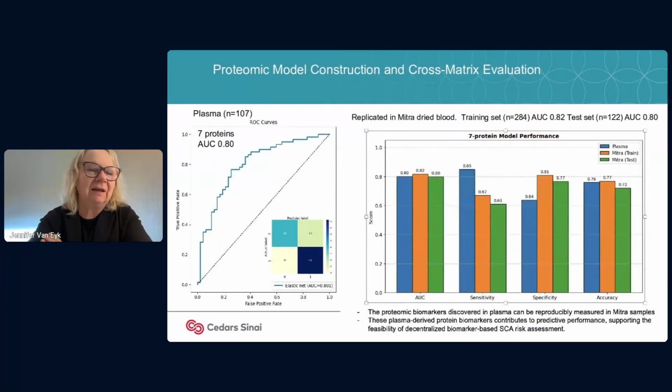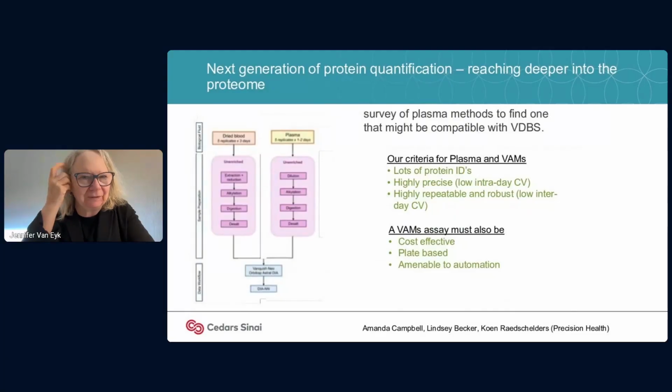So this is an AUC curve of the 7 proteins in plasma. We did it on 107 individuals, and then you can see on the replicate in the dried blood, we have a training set of 286 individuals, and then the test set of 122. And you can see for the AUC, sensitivity, specificity, and accuracy, it's pretty good. Is it perfect? No, but it's pretty good. We're very happy with the data across the board, and we're able to now flip between them. So this is a big step going forward.